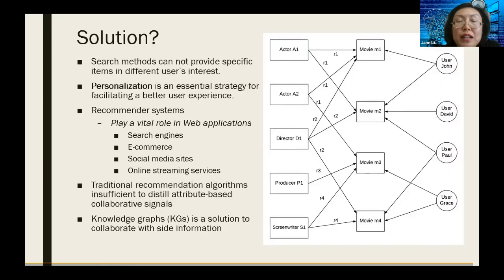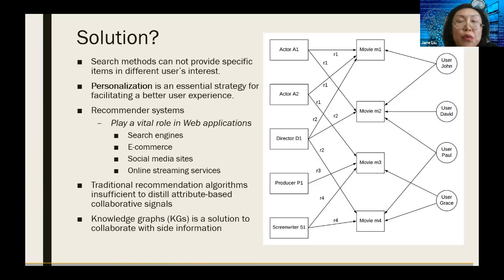So what are the solutions? There are all these different ways. There is a lot of research done on data analytics and on recommendation systems. If we're looking for something, we just search for it, and sometimes we might not be able to find what we're really interested in. So if the provider can offer more personalized recommendations, that will be very useful for a better user experience. Recommendation systems play an important role in all these applications: search engines, e-commerce, social media sites, and online streaming services.